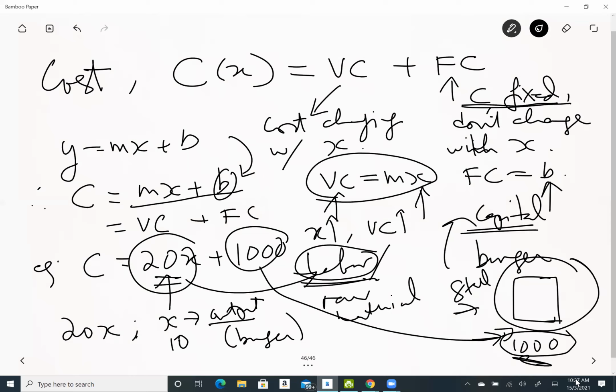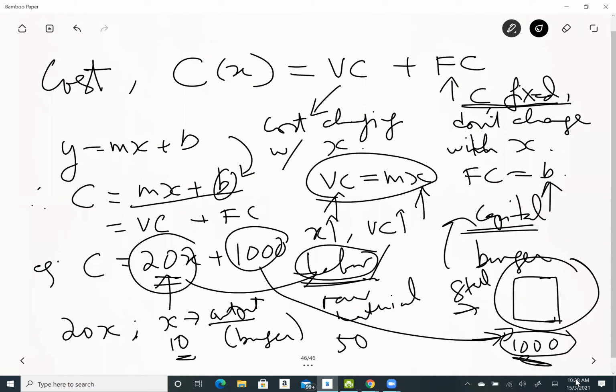My variable cost is 20 ringgit. Where did the 20 come from? This is 10. 20? What is that? 200. 200, of course, not 20. It's not producing one burger, I produce 10 burgers. If I produce 50 burgers, how much is the variable cost? 1,000.